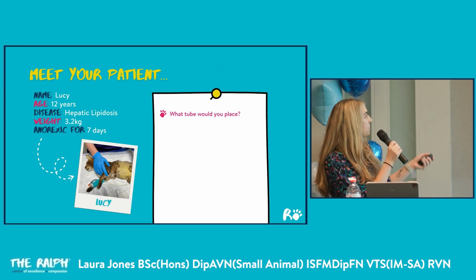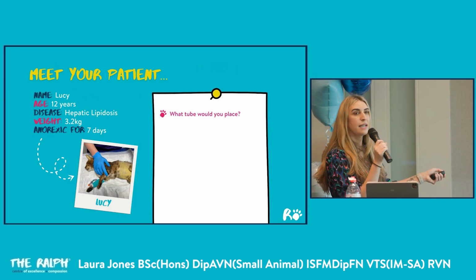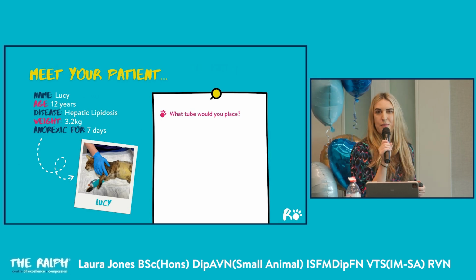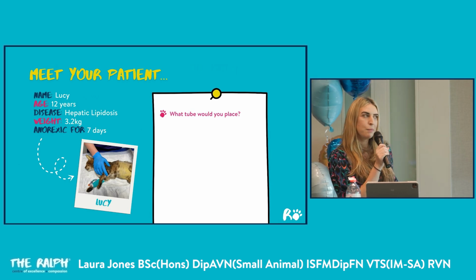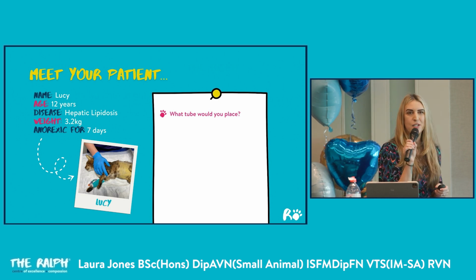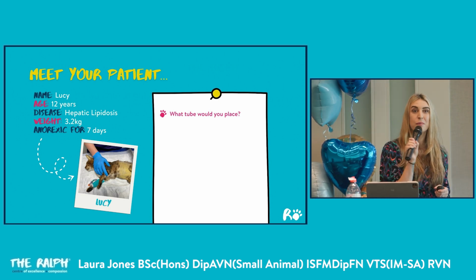Next up, this is Lucy. Unsurprisingly, given how day-glow yellow Lucy is, she has hepatic lipidosis. She's a 12-year-old female neutered Bengal. She came in at 3.2 kilos with a 7-day history of anorexia. What tube would you pop in Lucy? O-tube? Great.